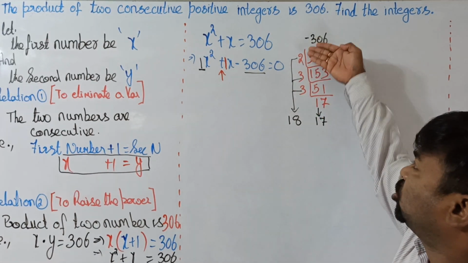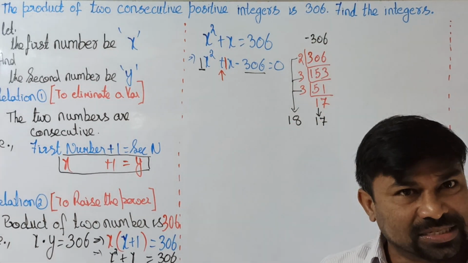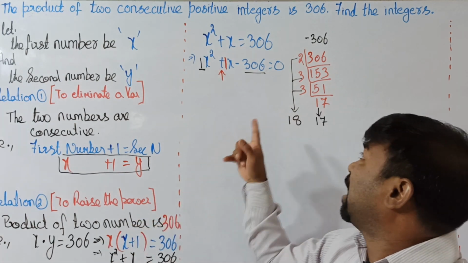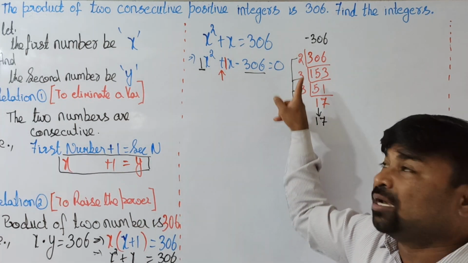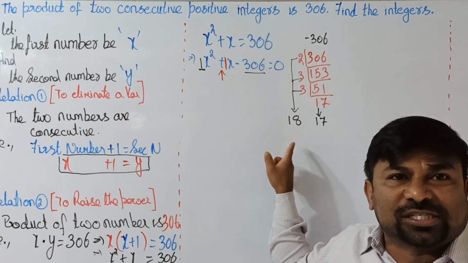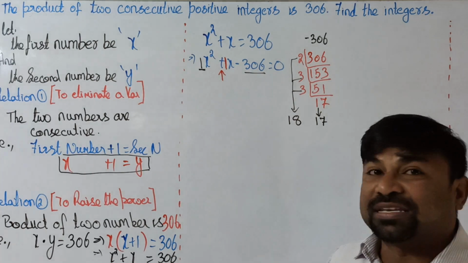I repeat, I took all the prime factors, I have prime factorized it. After prime factorizing, what I am doing, 3 3s 9, 9 2s 18. So I took the product of all. This is the first number what I got, and the second number is 17.